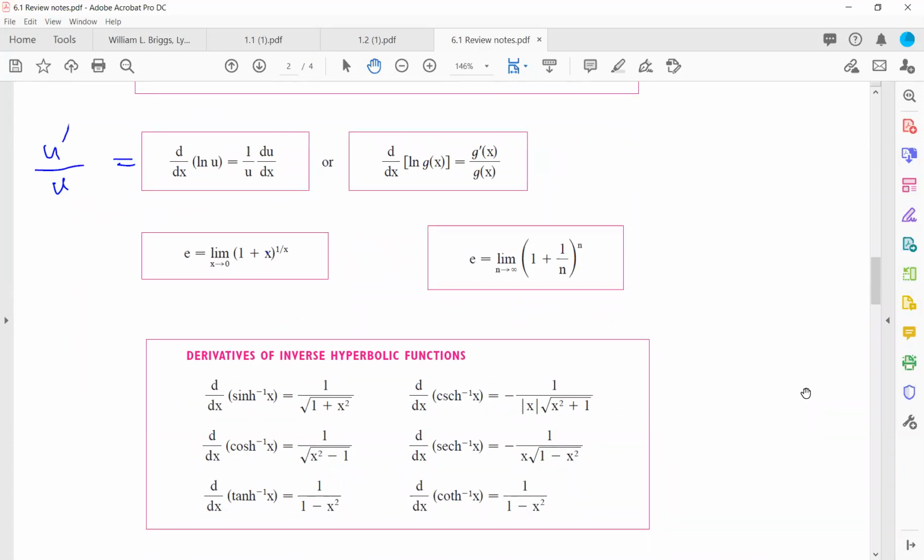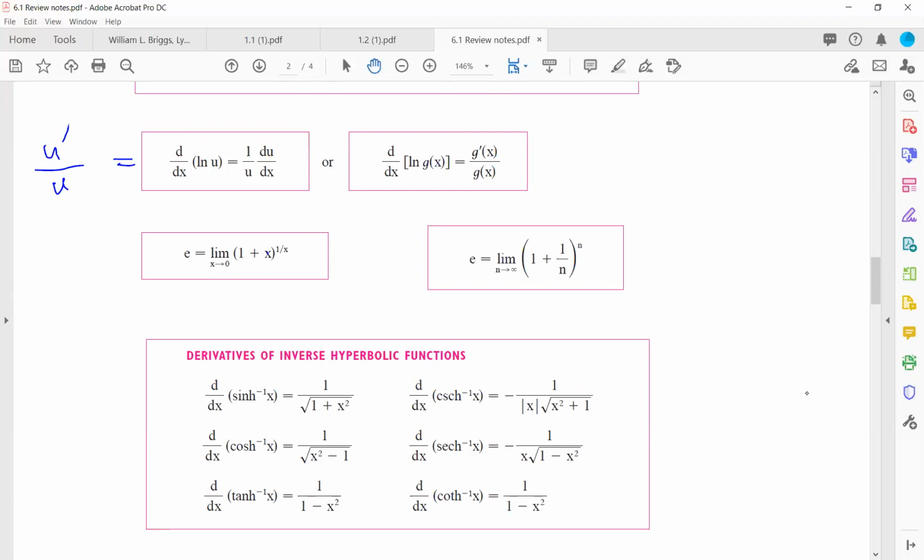And for hyperbolic functions, the derivative of the inverse sine hyperbolic function is 1 over square root of 1 plus x squared. The derivative of the inverse cosine hyperbolic is 1 over square root of x squared minus 1. When you have the inverse tangent hyperbolic function, the derivative is 1 over 1 minus x squared.